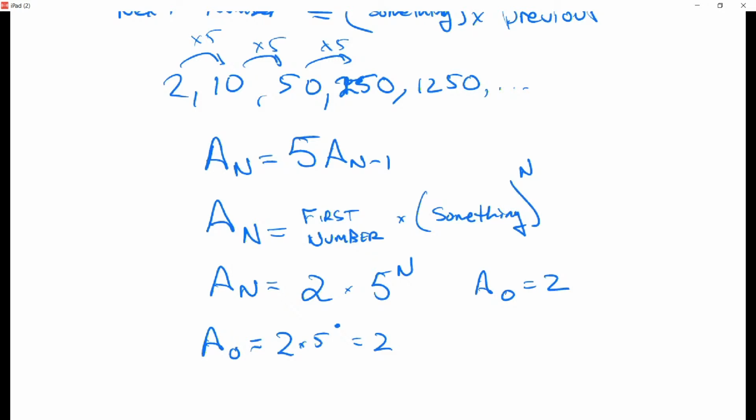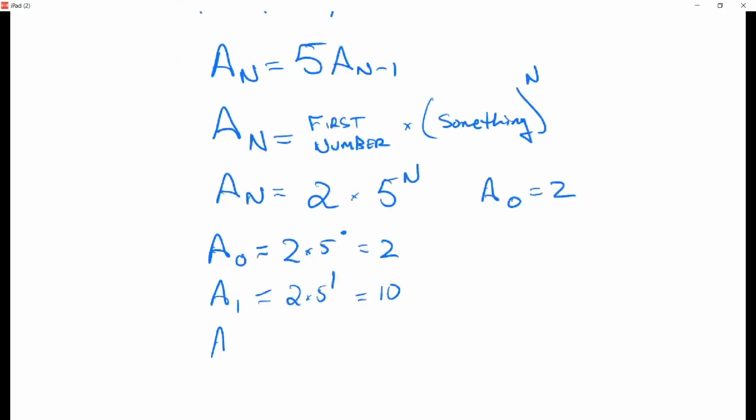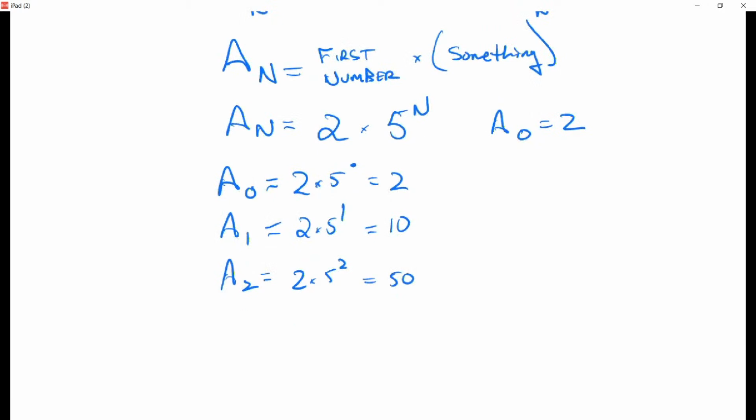Anyway, a sub 1, what is a sub 1 here? A sub 1 is going to be 2 times 5 to the first, which is 10. That's pretty cool. And then a sub 2 is 2 times 5 to the second, which is 50. Ooh, I see a pattern. And a sub 100, ooh, what is a sub 100?